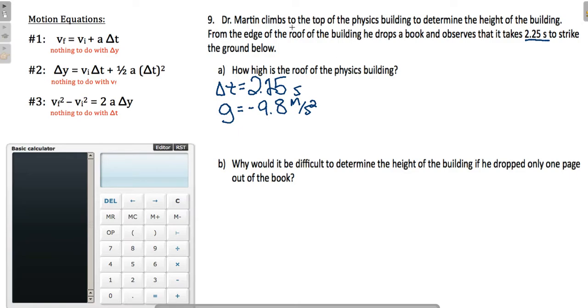And we also know that he climbs to this building and from the edge he drops the book. Anytime you have drops, you know that the initial velocity is 0. Alright, using that information, we have to find out what is the height of this building. So what they're asking for is delta y. What is that going to equal?